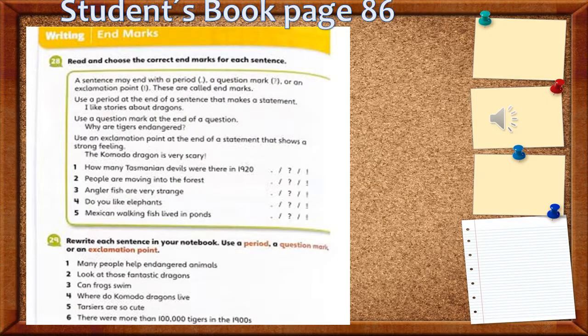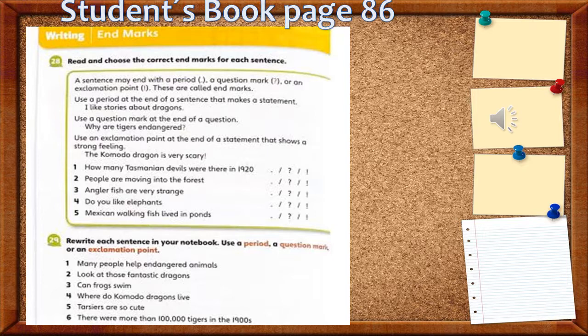Now, guys, let's go to the student's book, page 86. We are going to see the end marks. A sentence may end with a period, a question mark, or an exclamation point. These are called end marks. We use a period at the end of a sentence that makes a statement. For example, I like stories about dragons. Me gustan las historias acerca de dragones. Period. Punto.